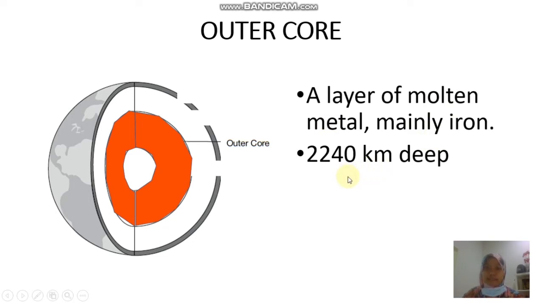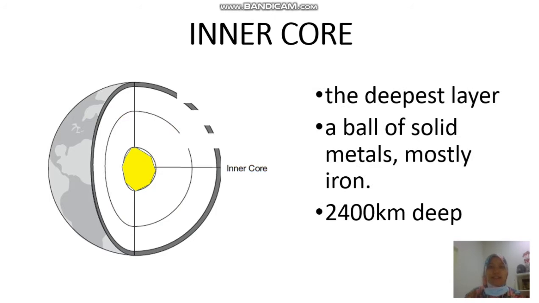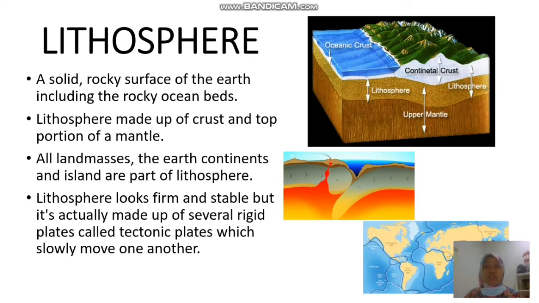And the depth is 2,240 kilometers. And last one, the inner core, this is the deepest layer. It is a ball of solid metal and mostly iron, and this is the hottest layer. The depth is 2,400 kilometers.